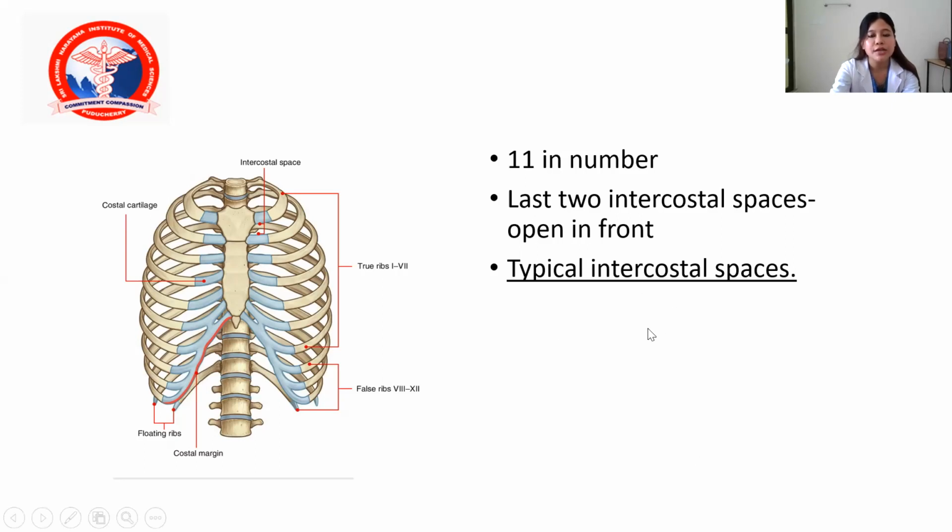What about the typical intercostal space? Typical intercostal spaces are the spaces supplied by nerves confined to the spaces. Okay, so the nerves confined to the intercostal spaces, these are called the typical intercostal spaces. We will see one by one.